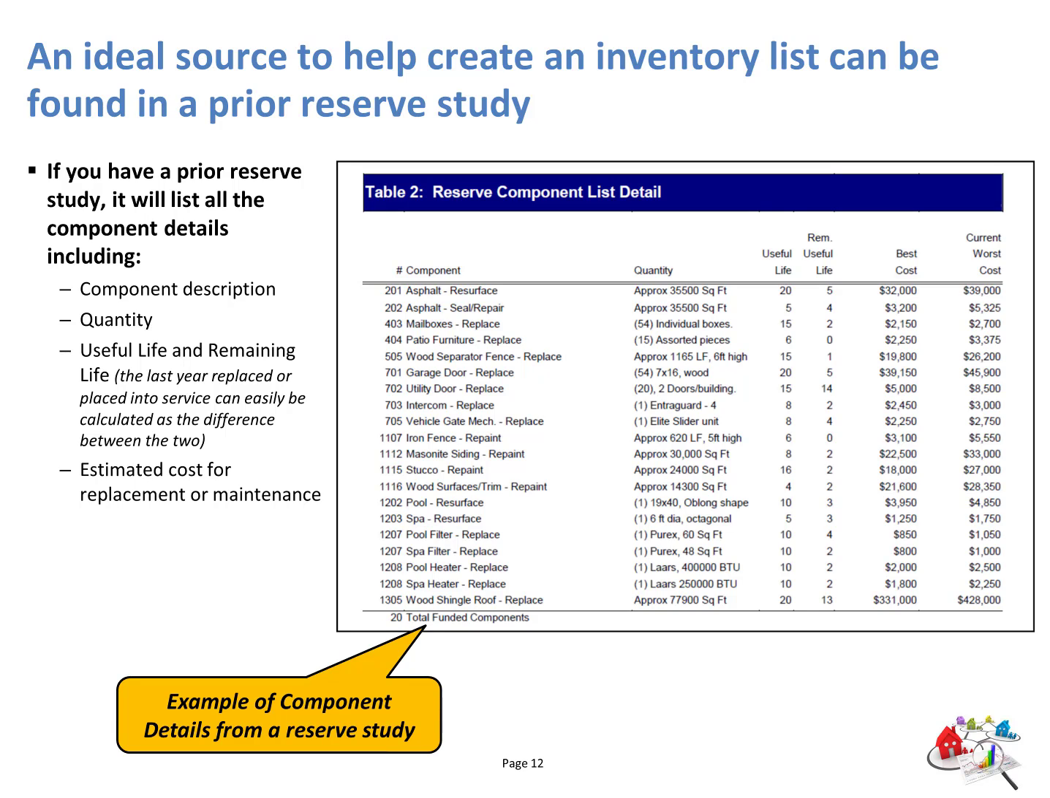An ideal source to help create an inventory can be found in a prior reserve study. If you have a prior reserve study, it will list all the component details, including description, quantity, useful and remaining life, and the estimated cost for replacement or maintenance. And here I'm showing you an actual reserve study with some reserve component list details.